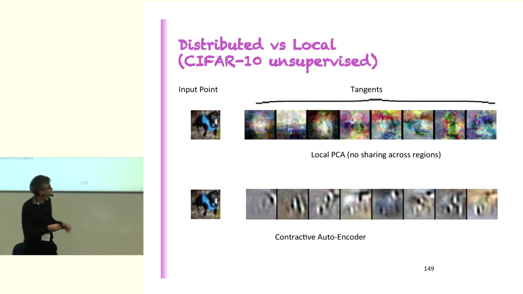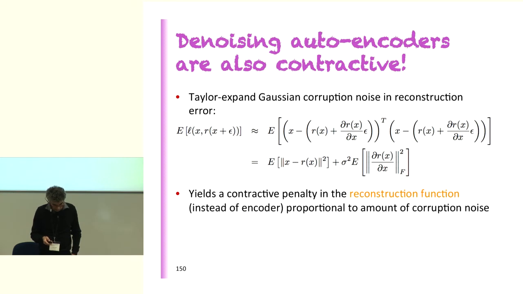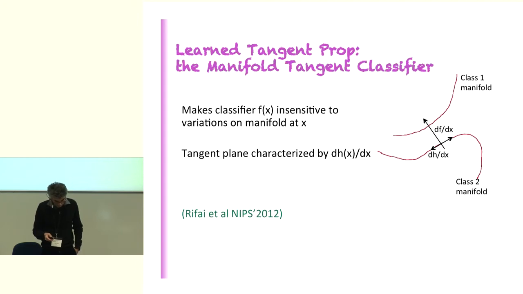If you do it with an autoencoder, here it's called a contractive autoencoder, you learn these tangent vectors, which again are meaningful, and they talk about taking some parts like the head and moving it, or the legs and moving them and stuff like that, which is typically what you would expect to see. Yeah, we've used this in a fairly successful algorithm called the manifold tangent classifier.